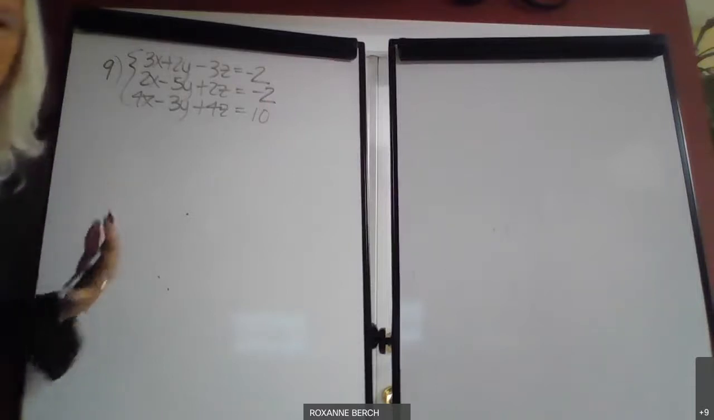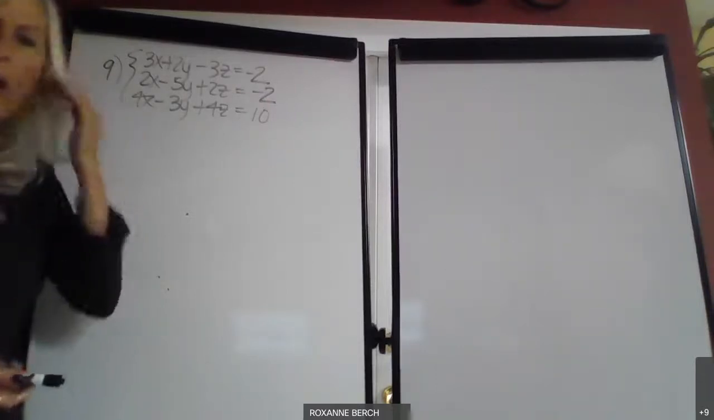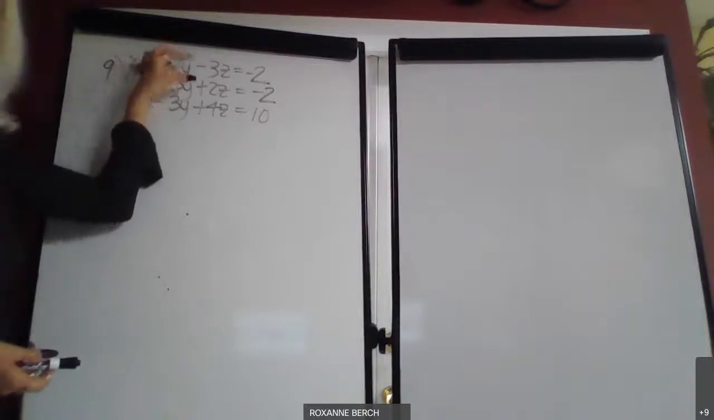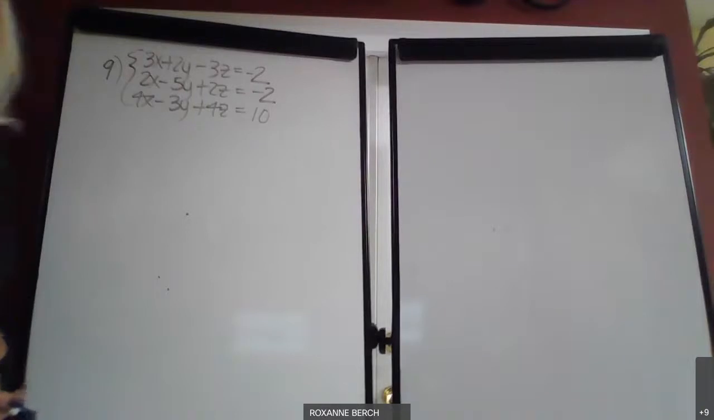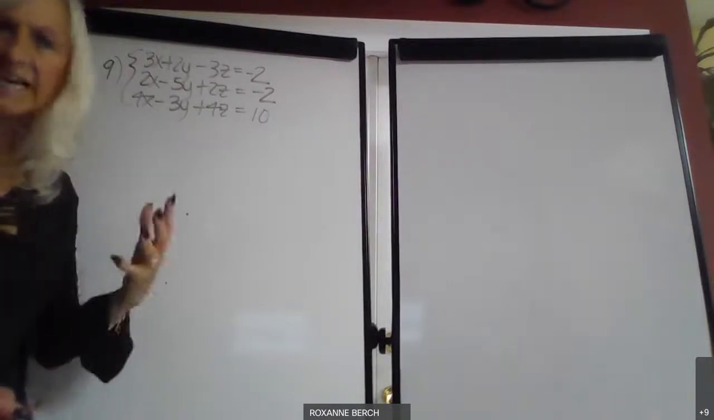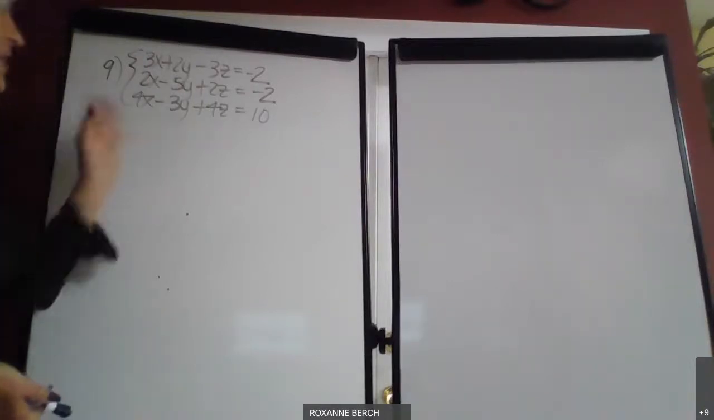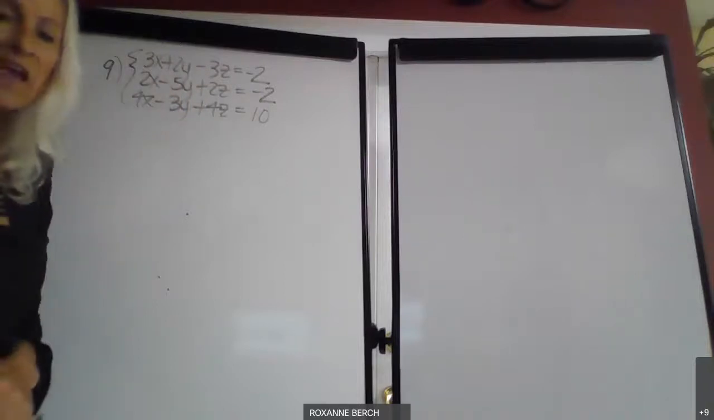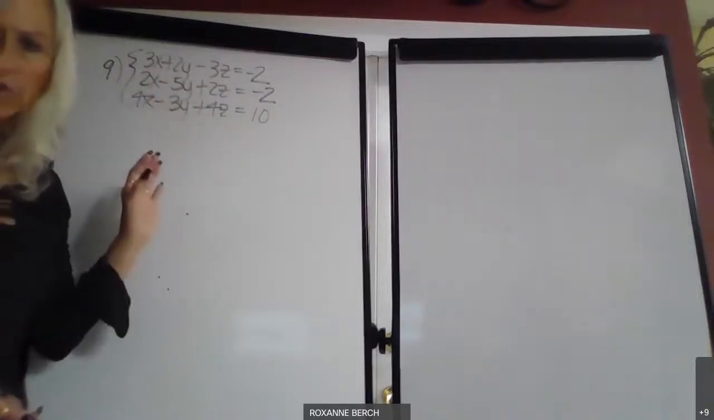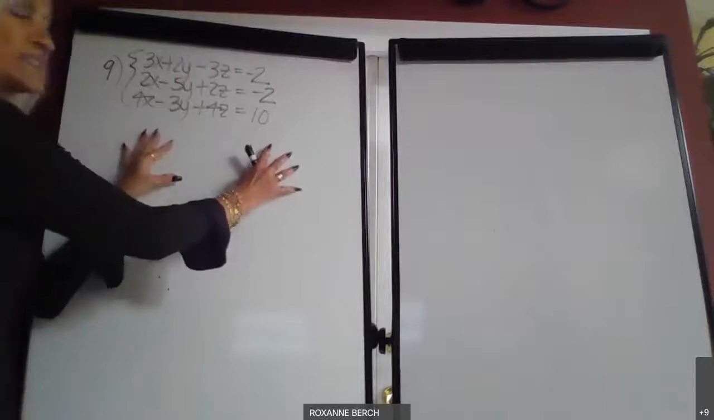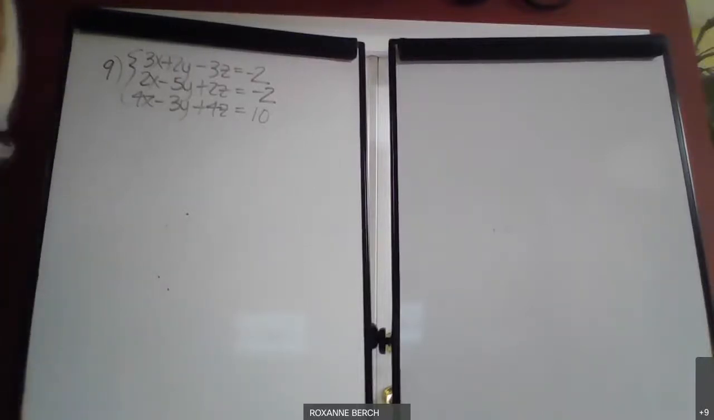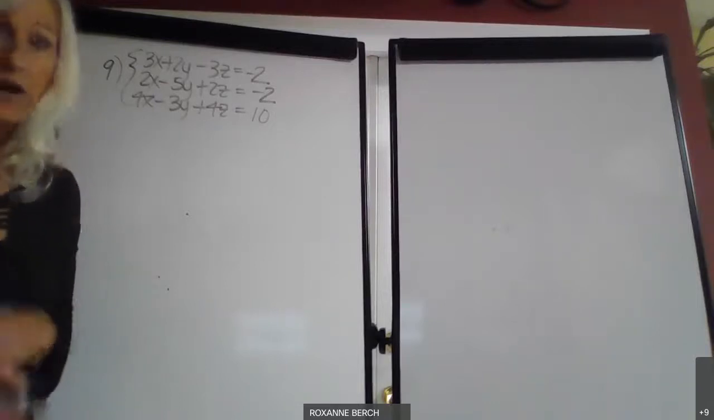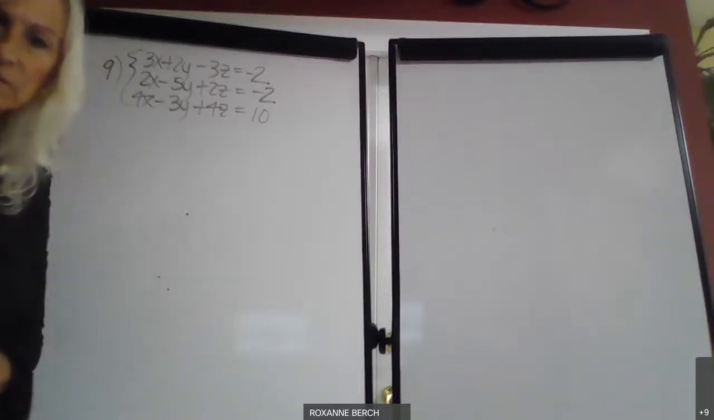And somebody asked me the other day, do you always pair up the middle one? And the answer is no. And the other question was, do you always eliminate a certain variable, like z? No. So you can pair them up any way you want, and you can eliminate any variable you want. The rule is, though, you have to eliminate the same variable in both pairs. So I think one of the hardest things is figuring out what variable should I eliminate.